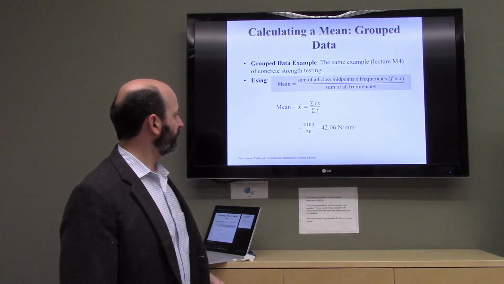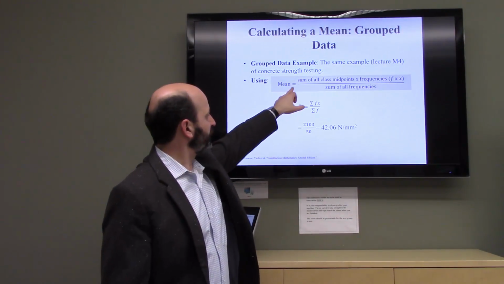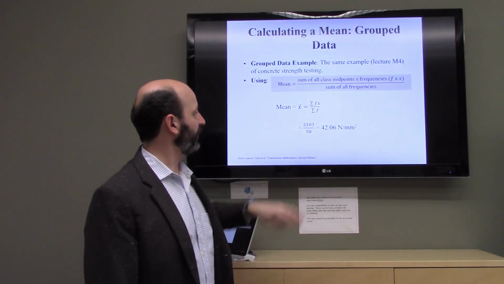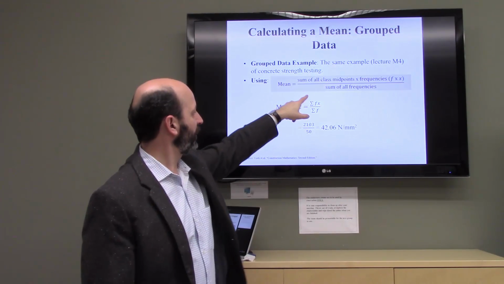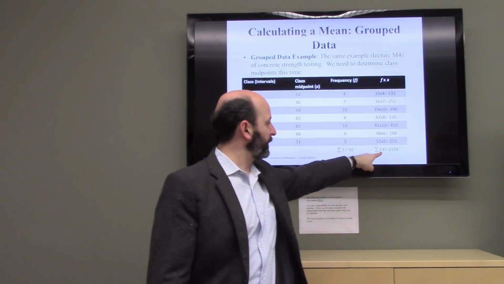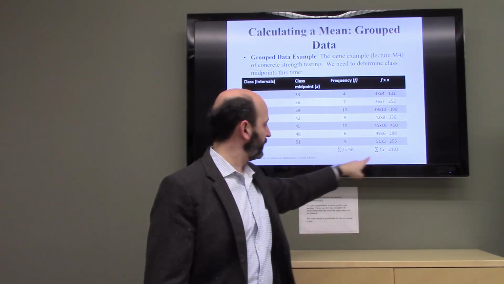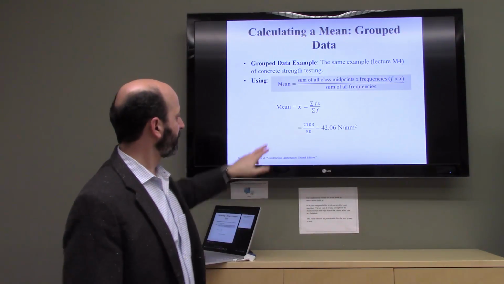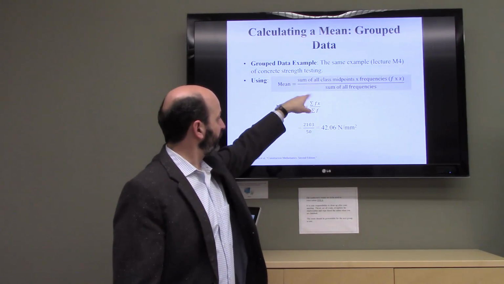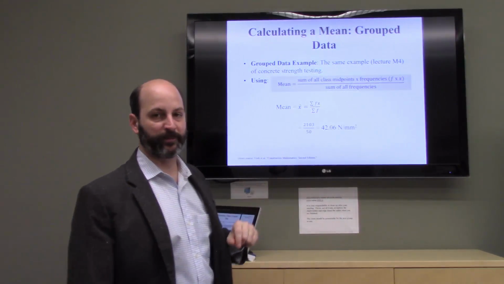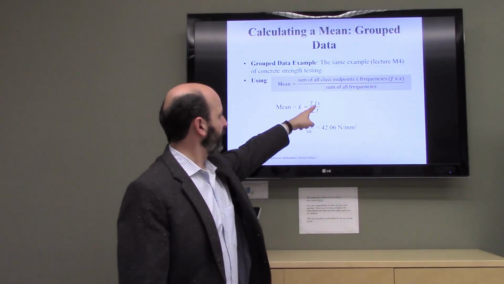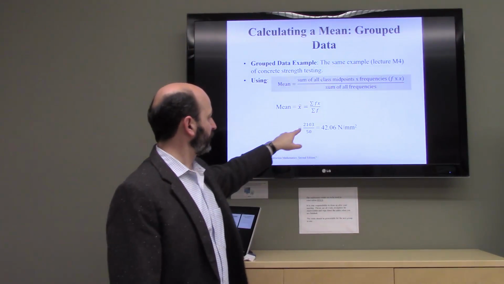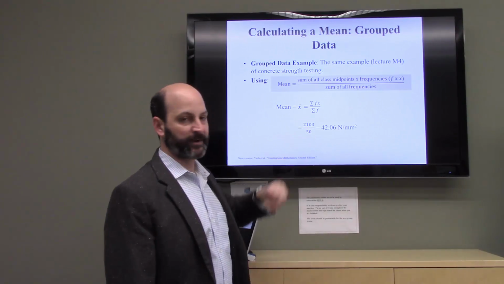So for grouped data, you remember our equation is the sum of all class midpoints times the frequencies, f times x, over the sum of all frequencies. This is the sum of all midpoints times frequencies in this column, and this is the sum of all frequencies for the classes in the grouped data. This is the equation written out: sigma fx over sigma f, which would be 2103 divided by 50.